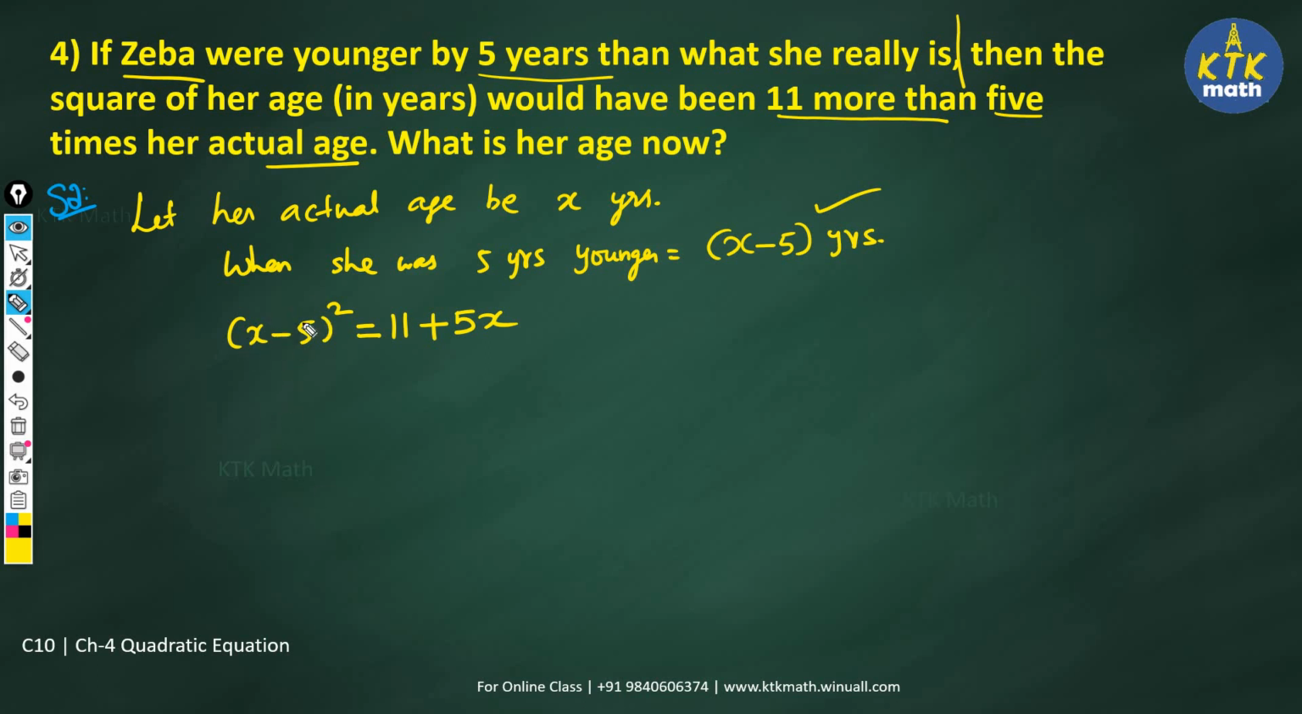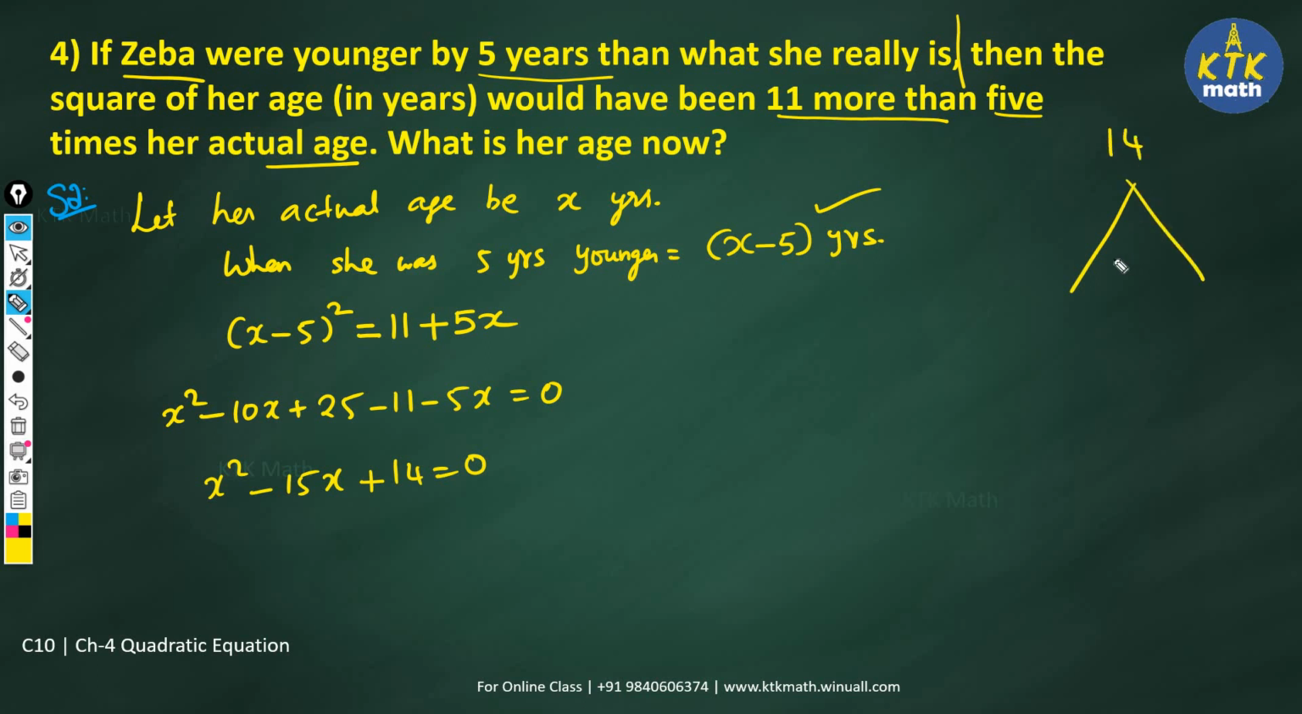Now I'm just going to expand this using the identity (a − b)². So this is going to be x² − 10x + 25, and bring them here, −11 − 5x = 0. Now solve this. x² − 15x + 14 = 0. When I am multiplying, I need to get 14. When I am adding, I need to get −15. The numbers are −14 and −1. So (x − 14)(x − 1) = 0.